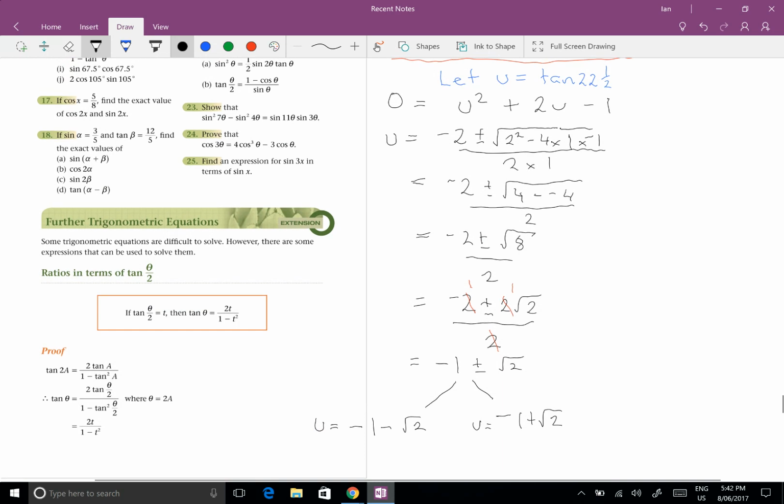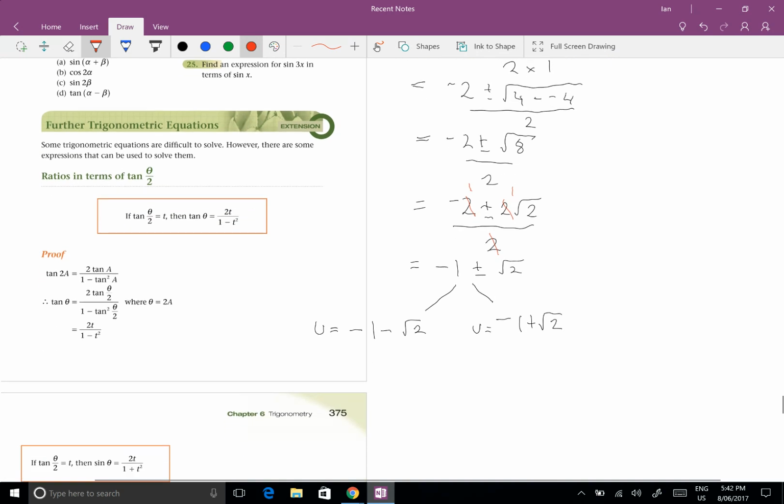But what were we finding when we found u? Let's have a look back. Well, there it is. u equals tan 22.5, which is what we were originally meant to find. So does tan 22.5 equal negative 1 minus root 2? That's a negative number, and I know that tan 22.5 is going to be positive. So this is not a solution. Does tan 22.5 equal negative 1 plus root 2? Well, that is a solution because that is a positive number. And then I can check that on my calculator to make sure I'm right. But I've got the exact value. So tan 22.5 is negative 1 plus root 2, or swap them around, root 2 minus 1. And that's what Margaret's got.